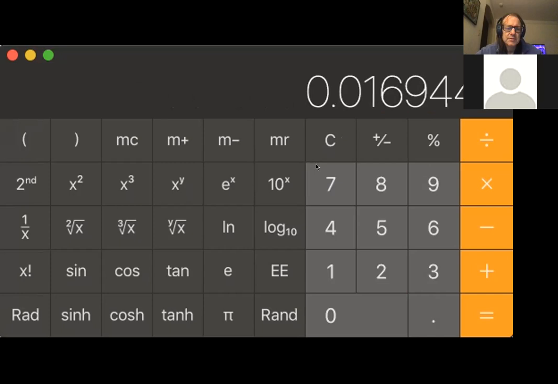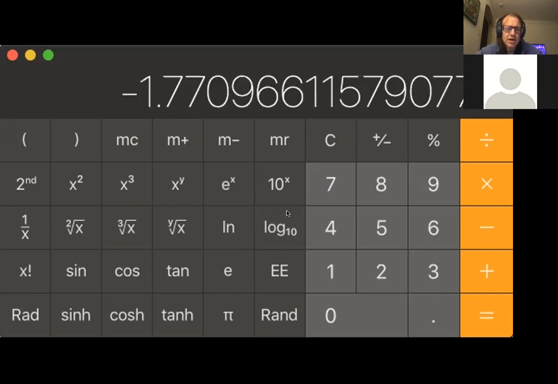0.0169447. Want to find the pH, take the log, change the sign, 1.77 or 1.771, and there you go. Okay, so that's finding the pH of a strong acid. Now, what we're going to do is move on. See how easy that is? All you got to do is just find the molarity of the acid, and that is the hydronium concentration.